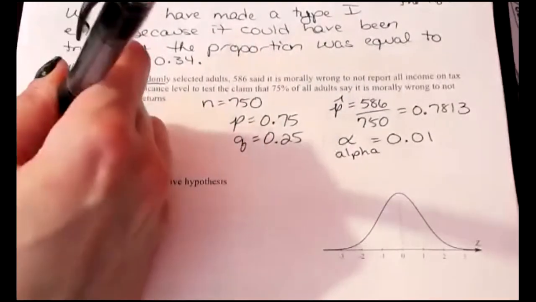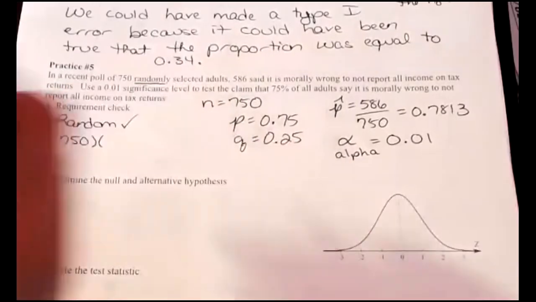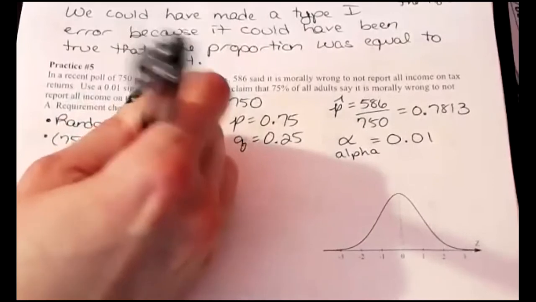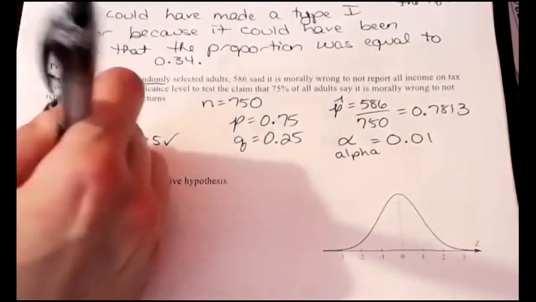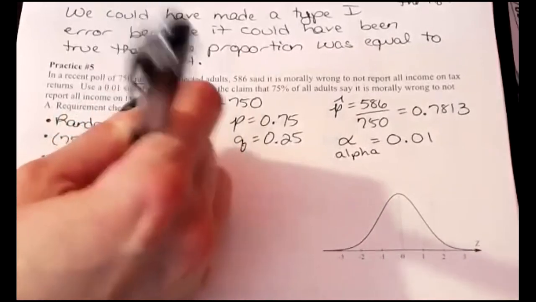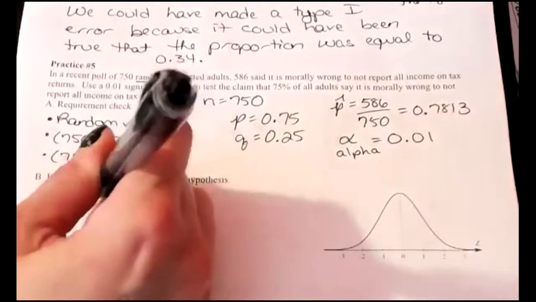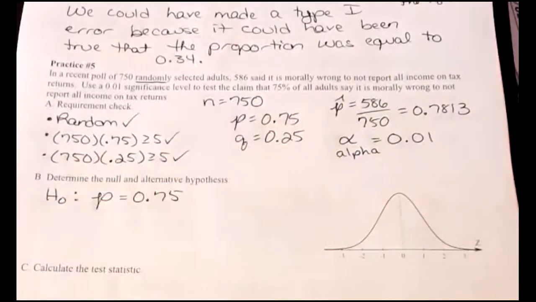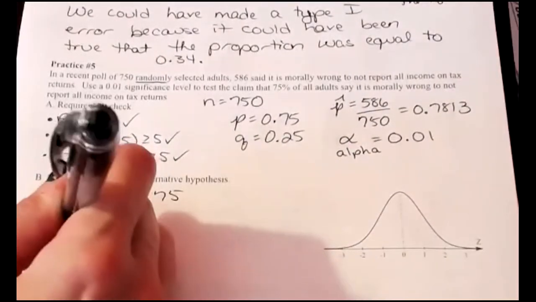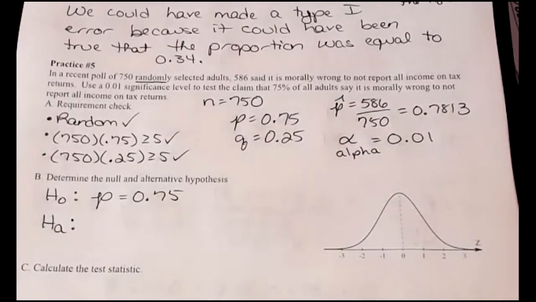We're going to check N times P. That's greater than or equal to 5. And N times Q. Of course, that's greater than or equal to 5. So we're good on that. All right, let's go to Emma. Would you please provide to us the null hypothesis? P equals 0.75. Yes, beautiful. I'm going to leave this up to anyone who wants to do it. What's the alternative? P is not equal to 0.75. Yes, I love it.